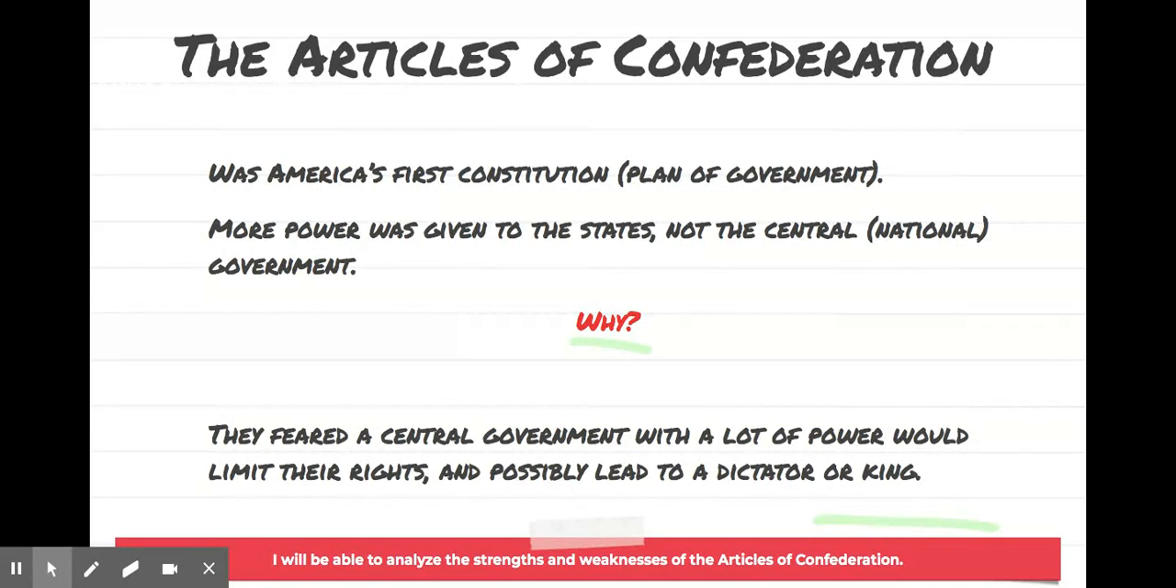So why would they do that? Well, as I've already mentioned, they just got done dealing with Britain. In their mind, a powerful central government was abusing their power, and they didn't want that. They didn't want a central government to have too much power. Okay? They didn't want another dictator or a king. They're trying to stay away from that as much as possible. So that's why they gave a lot of power in the Articles of Confederation to the states.